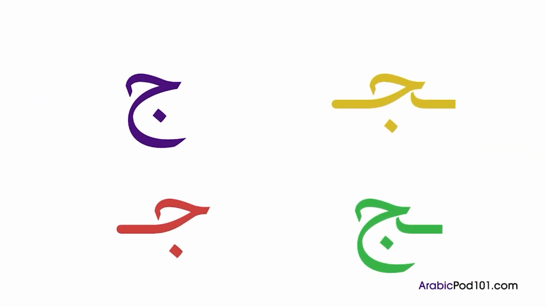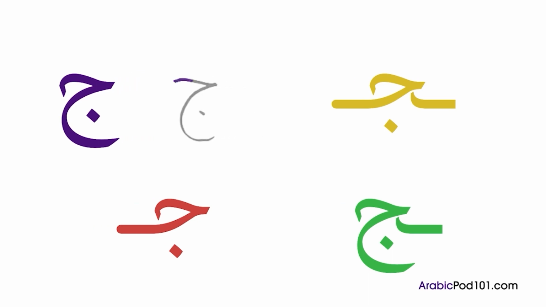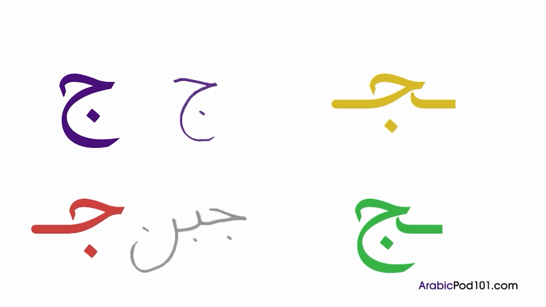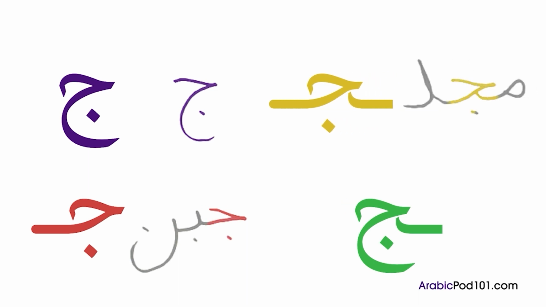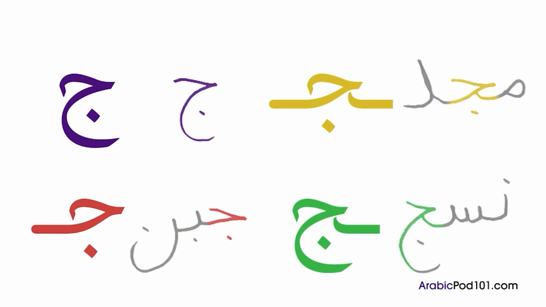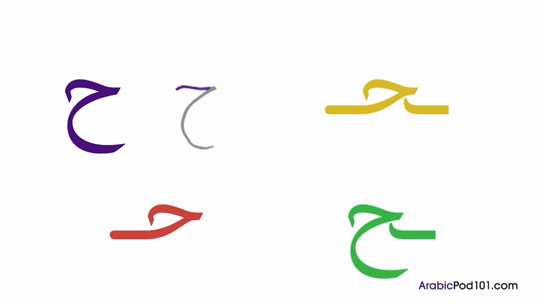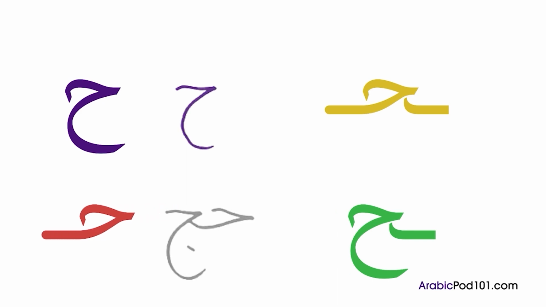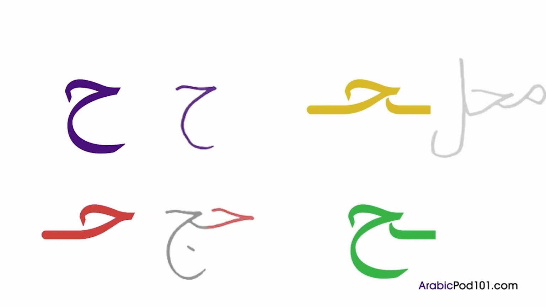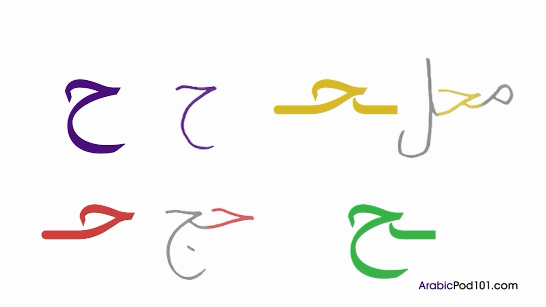In the third lesson, we learned 3 more letters that look alike: jim, ha, and kha. Here's jim, isolated, initial, medial, final. Now let's check ha, isolated, initial, medial, final.